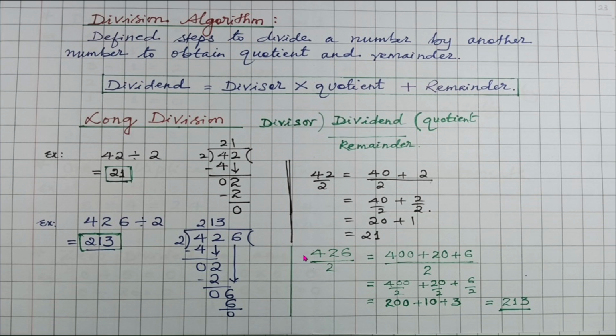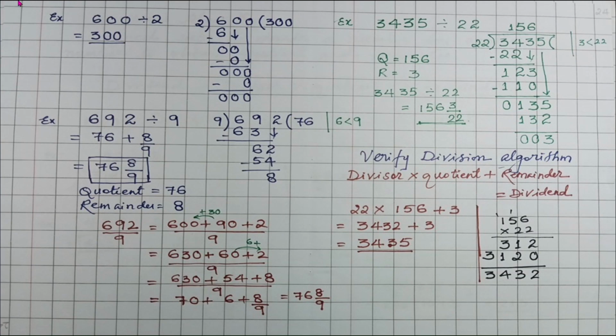So therefore division of 426 by 2 is nothing but division of 400 by 2, which is 200, division of 20 by 2, which is 10, division of 6 by 2, that is 3. When I add this, I get 213, and these are the 3 steps which we follow to get the value 213 when 426 is divided by 2. Remember that.